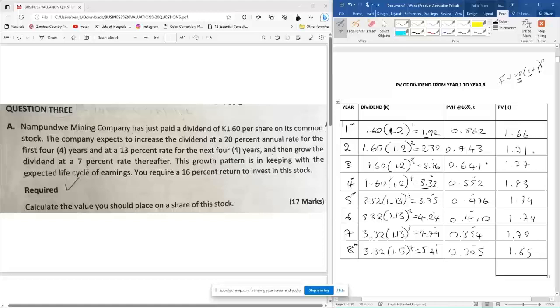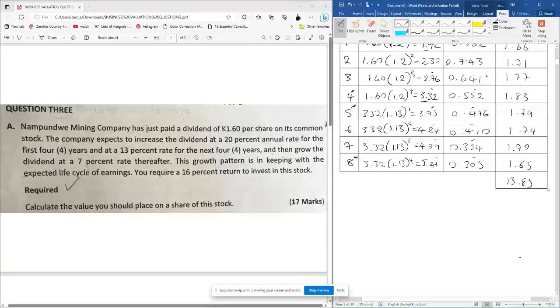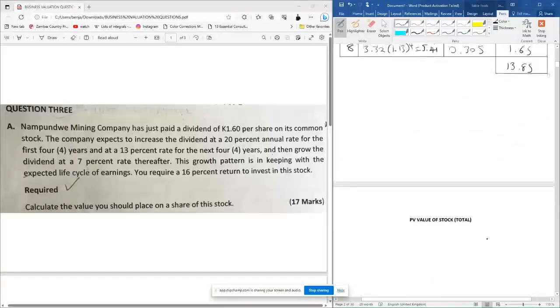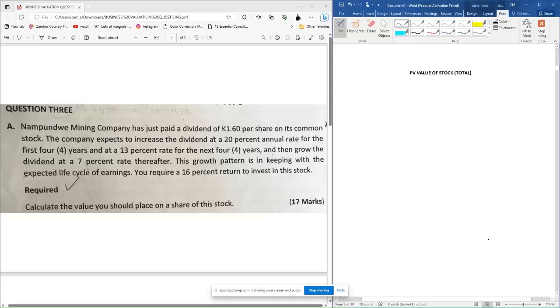And then when we sum up the total of these present values in each year, we're going to have a total present value of 13 kwacha 85 ngwe. So this is our total present value. We now have this total present value here, which we're going to use in part to come up with a value of our stock. But there's a little bit more that we have to do, because remember, we haven't yet accounted for the growth of the dividend that comes after year 8, which is growing at the rate of 7%. So we also have to calculate for that.